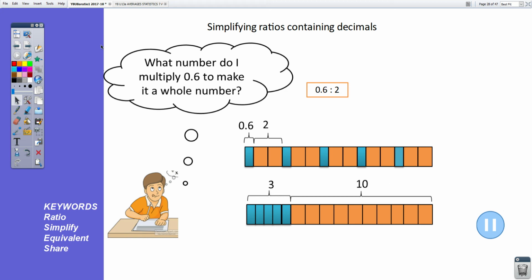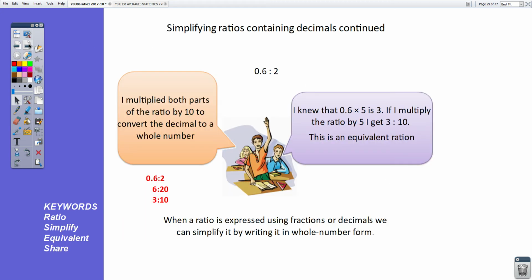Okay, let's have a look. Well, 0.6 to 2, we can multiply both parts by 10. If I multiply 0.6 by 10, I get 6. 2 times 10 gives me 20. And then I can simplify 6 to 20. I can divide each number by 2 to give me 3 to 10. Okay, 3 to 10. We must write the ratio in a whole number form.